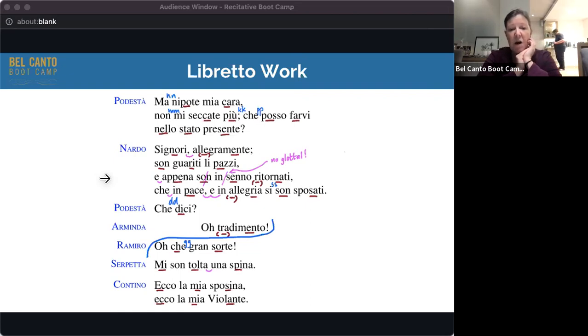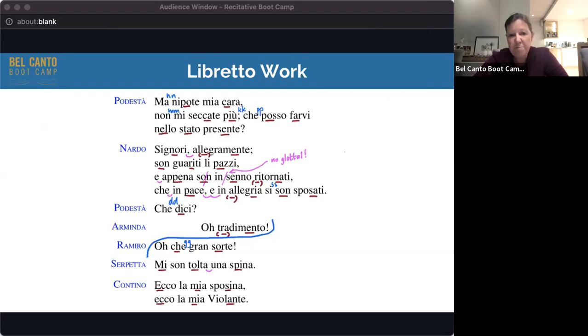In the places where I am afraid that I will read two syllables, you will remember that it's easy for us to read, for example, the Nardo line, signori allegramente, instead of signori allegramente. So I put little pink slurs to remind me that the vowels go together. I also put little lines to show me where the syllables are in the places where I'm afraid I will put a glottal stop, like appena sono, instead of appena. That syllable ends on o, and then the n goes there, no glottal.